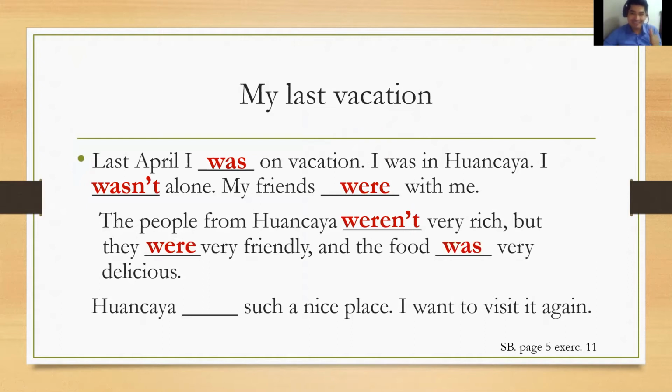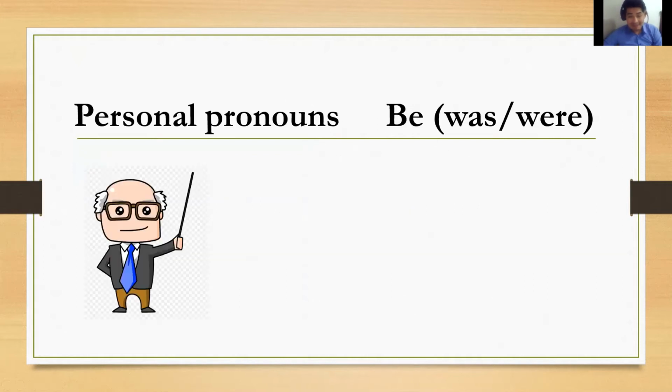Oh my God, students, you did that very well. And the last part, Huancaya was such a nice place. I want to visit it again. Well, students, if you completed this activity and you didn't make any mistakes, you are doing well. Okay, I can see that you don't have difficulties with was and were. Oh, the negative form, wasn't and weren't. Good. Now let's take a look at personal pronouns with be in past.